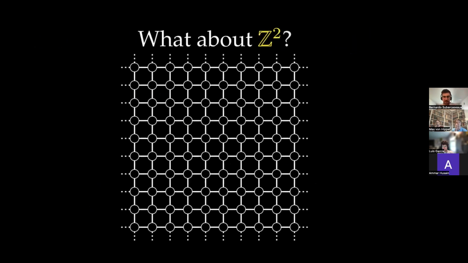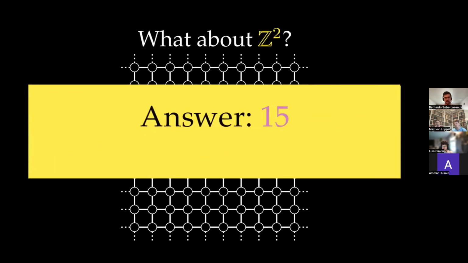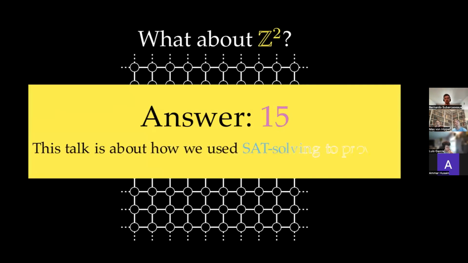So yet an even more interesting example, in my opinion, is what if you have now the entire grid? So we went from the path to sort of the infinite ladder, and now the full two-dimensional infinite grid. And the answer to this question is 15. And that's basically all my talk is about and how we got to that number. In particular, using SAT solving. I guess that's the formal methods aspect.